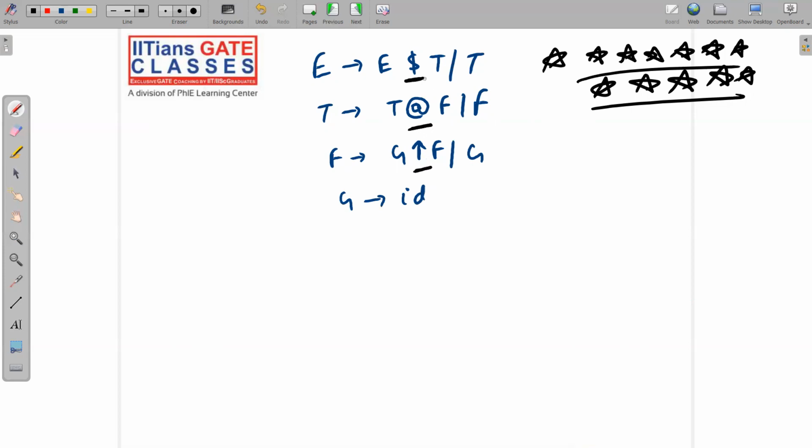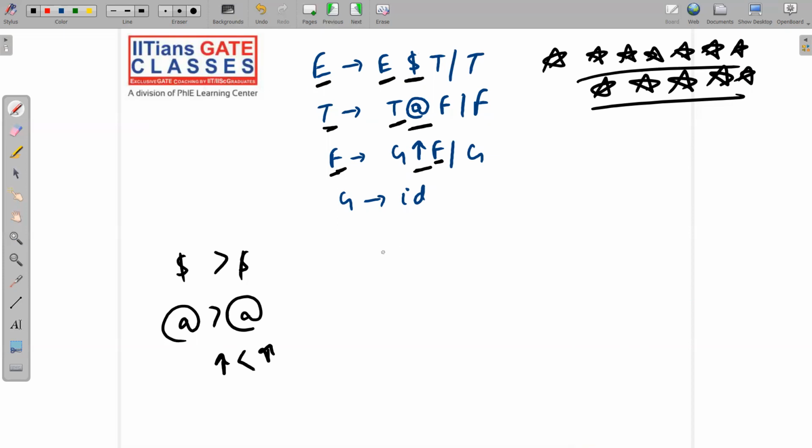So we have three operators. So now just tell me, dollar is what? See, dollar and dollar. Dollar is what? Left associative or right associative? See, left recursion, so left associative. At the rate, left recursion, so left associative. This is the power operator. Okay, so power operator is what? Right recursion. See here, F and F, right recursion, so right associative, like this.